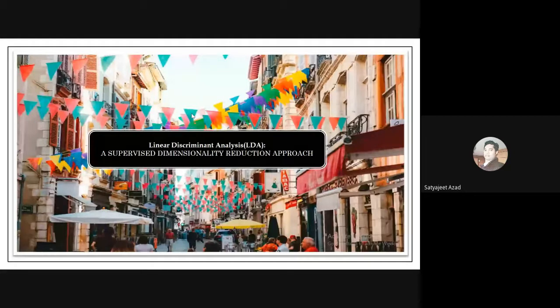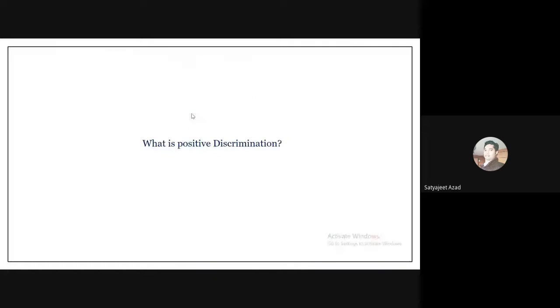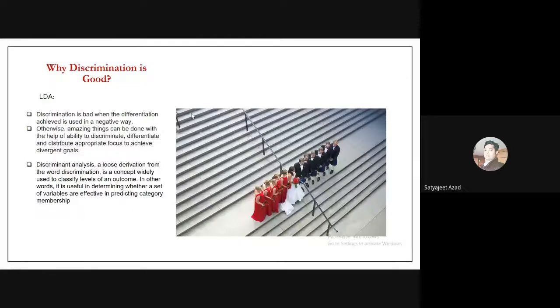LDA. Now there is something called positive discrimination. Discrimination is obviously a negative word, but there is something called positive discrimination. Linear discriminant analysis uses this discriminatory approach to classify whether you want to give a loan to a person or not. I'll explain what this positive discrimination approach is. Sometimes this discrimination is good.